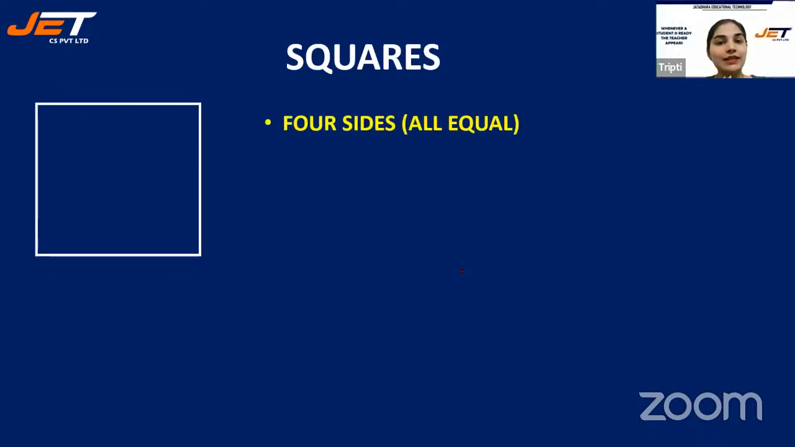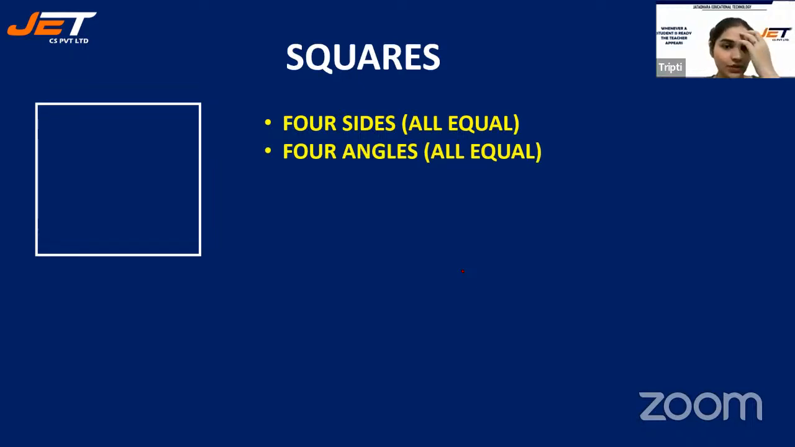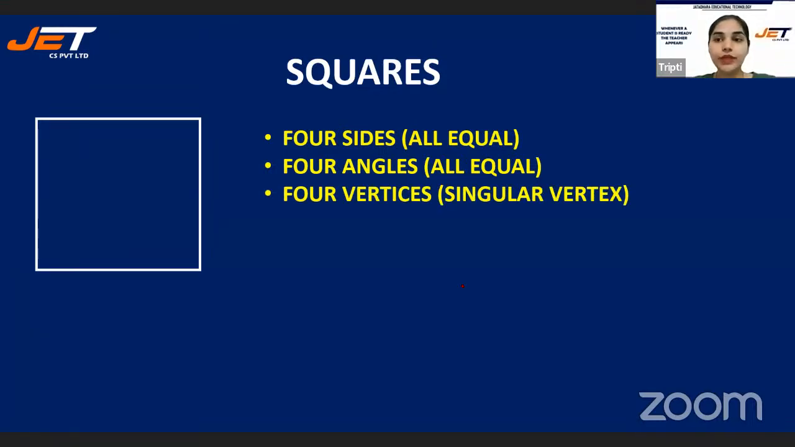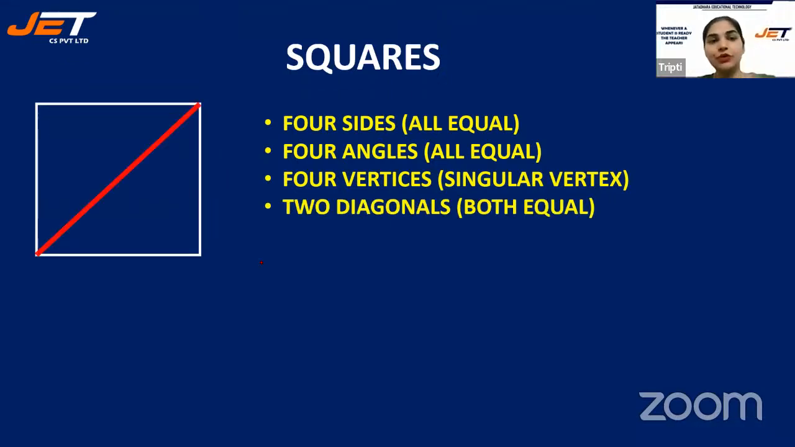Then a square has four sides, and all the four sides of a square are equal. It has four angles also, and all the four angles are equal. And it has four vertices, and in singular form, we call it a vertex. Vertices in plural form and vertex in singular form, right? Okay, next thing is it has two diagonals and both of the diagonals are equal, meaning in the slanting way.